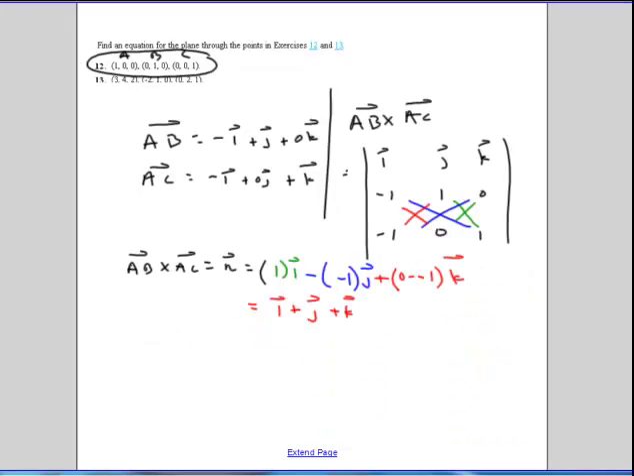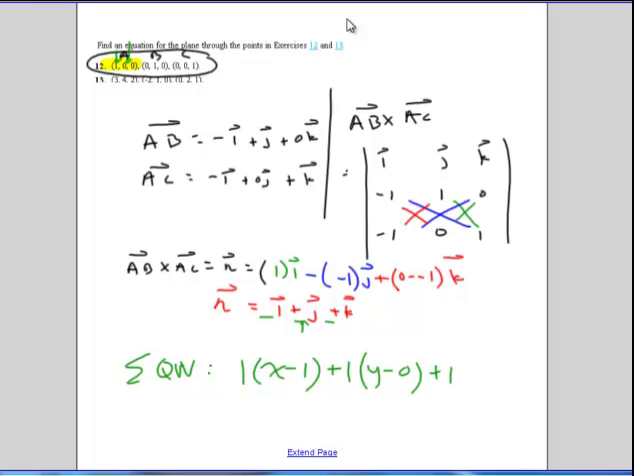So this is our normal vector, and we can choose any one of these points. Let's just choose the first point, 1, 0, 0. So the equation for our plane will be, using these coefficients 1, 1, 1, 1 times x minus 1, plus 1 times y minus 0, plus 1 times z minus 0 equals 0. So simplifying, x plus y plus z equals 1.